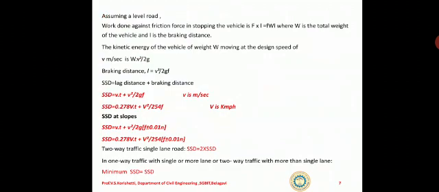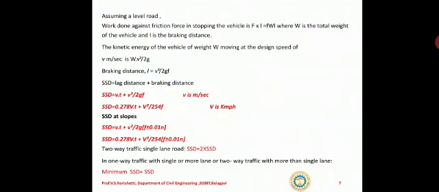If I equate these two, then I will get the braking distance L equal to V square by 2gf. Therefore, SSD equals lag distance plus braking distance. I will write the formula mathematically: SSD equal to Vt plus V square by 2gf, where V is measured in meter per second. Then SSD equal to 0.278 Vt plus V square by 254 f, where V is measured in kmph. Here g is acceleration due to gravity.